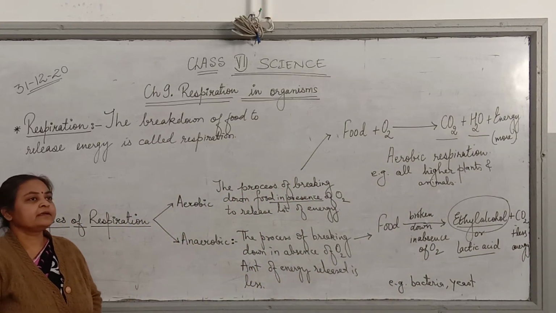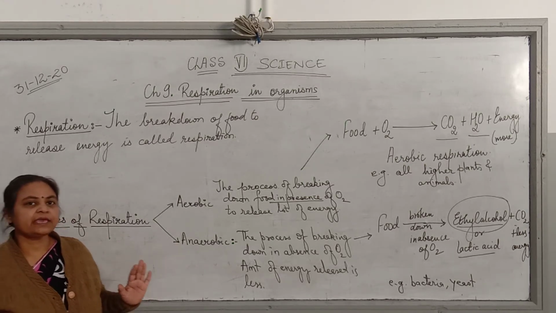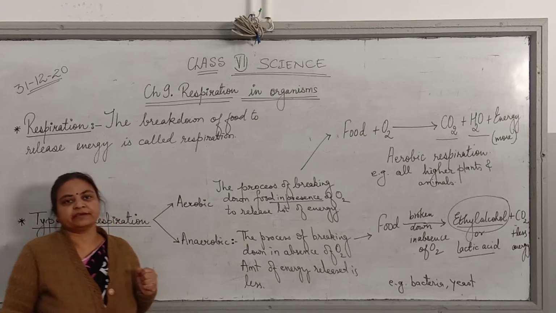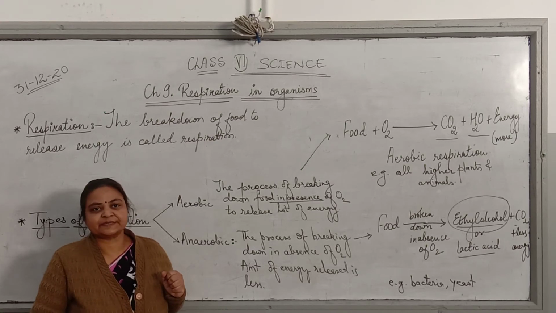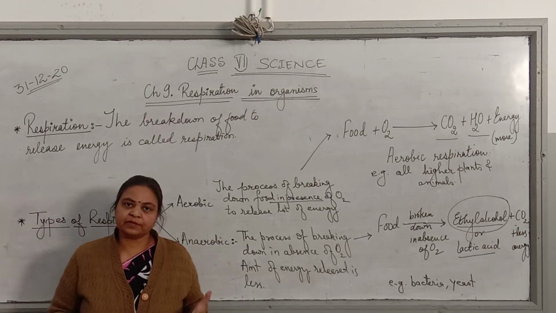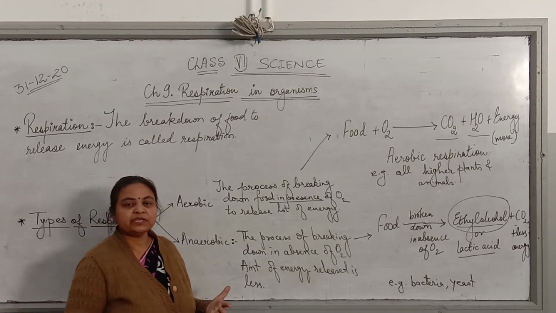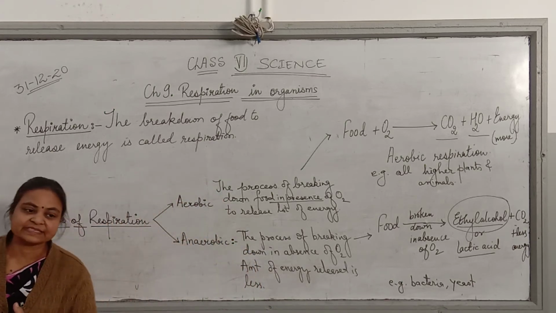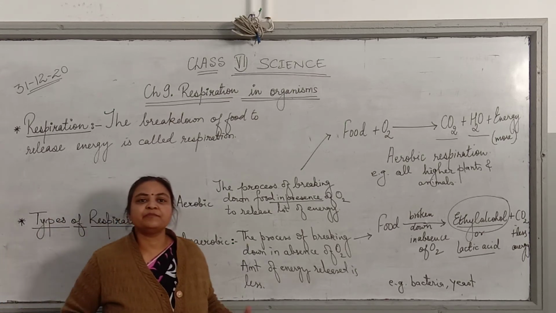Now, in human beings also, in certain cases, anaerobic respiration can occur. Where does it occur? In human beings, anaerobic respiration occurs in the muscles. When we are using a lot of energy, suppose we are running, at that time a lot of energy is being used. So in the muscles, anaerobic respiration is also taking place because the oxygen supply is less and demand is more. So sometimes we get cramps in our muscles.